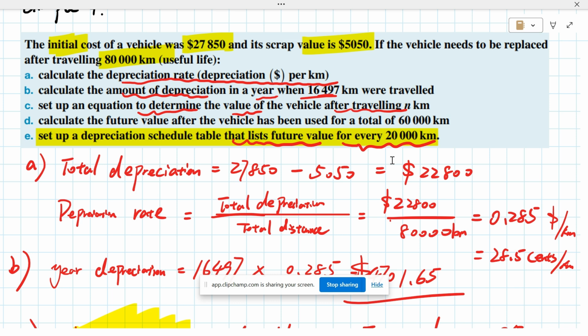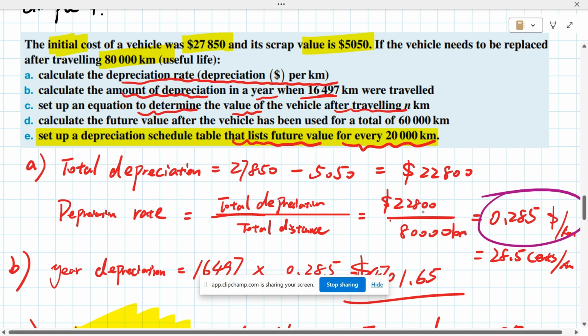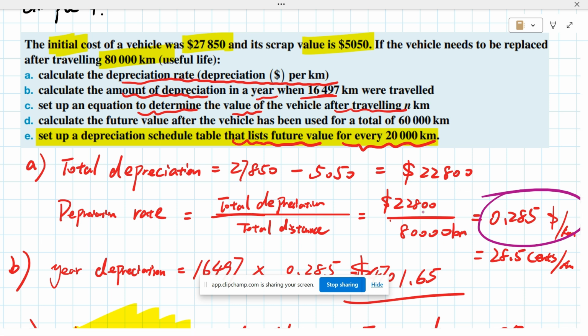For this question, we need to find the total depreciation. You know the 27,850 and the scrap value now is 5,050. That means you depreciate 22,800. The depreciation rate equals total depreciation divided by total distance, which is 22,800 divided by 80,000 kilometers. That means 28.5 cents per kilometer. So it's kind of reasonable, I would say. Let's have a look at another one.